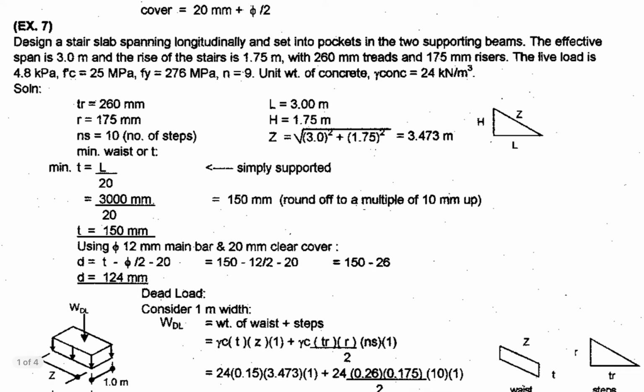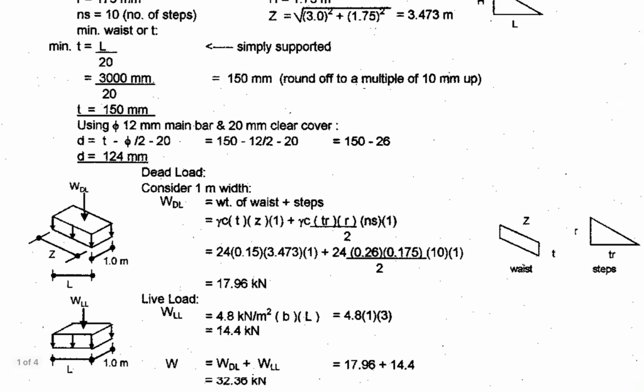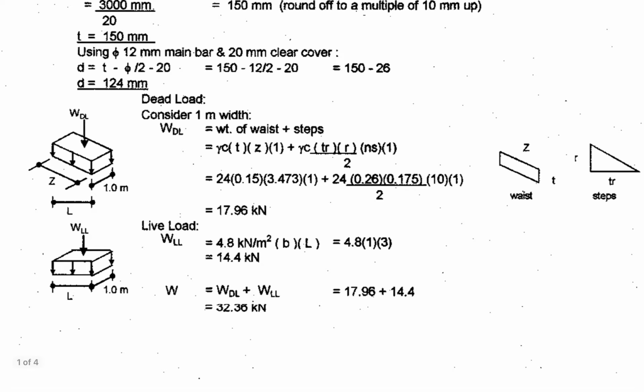So therefore, to solve for the effective depth, the depth is equal to the thickness, this is 150, minus the main bar diameter, that is 12 minus 20. So therefore, it's 150 minus 6 minus 20, so that is 124. Okay, and then let's compute the dead load.